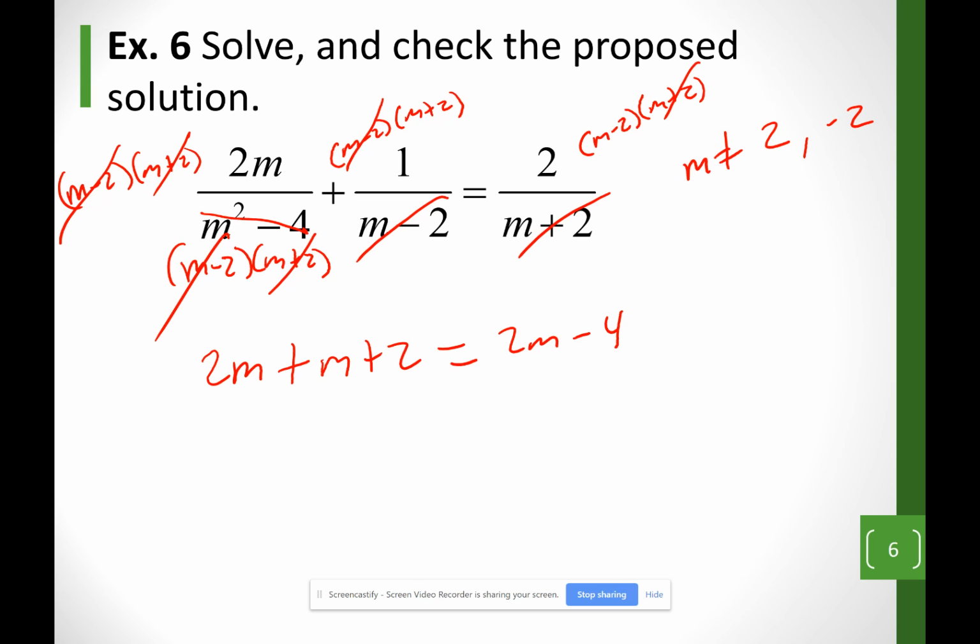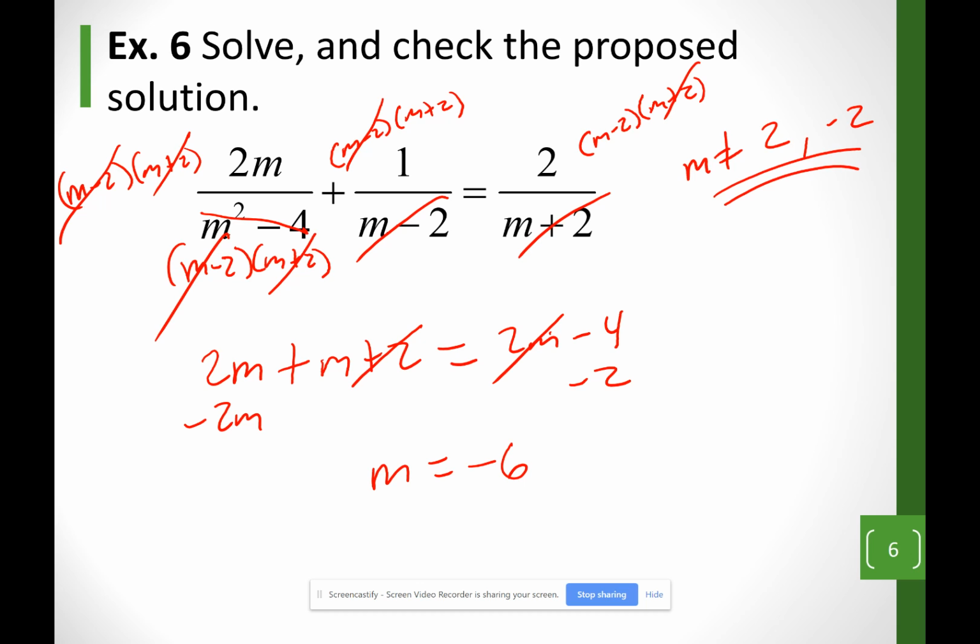Okay. Now the way I'm going to solve this, I'm going to move all my m's to the left. All my terms that don't have an m, I'm going to move them to the right. Don't forget that when I move them, I switch the sign. All right. Combine your like terms on the left. 2m plus 1m minus 2m. I'm combining all my terms. That gives me 1m. Looking on the right, negative 4 minus 2, that gives me negative 6.